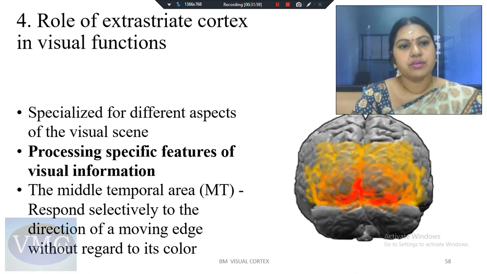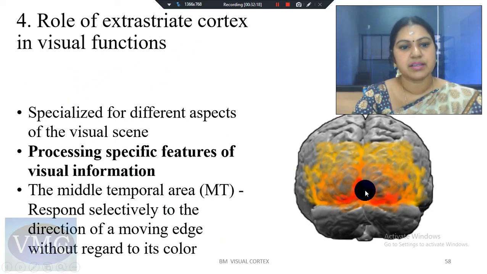So now we will go into the fourth aspect. We looked into the receptive fields of the visual cortex. We looked into the pathways, serial processings. We looked into the orientation columns. Now we will look into the role of extrastriate cortex in visual functions.